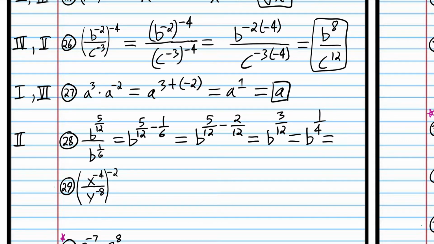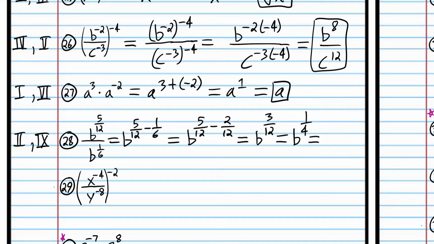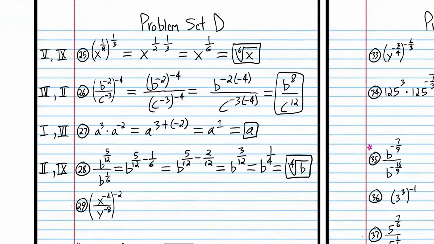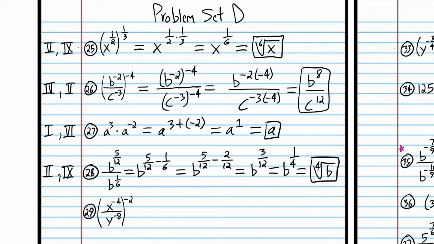3 divided by 3 is 1. 12 divided by 3 is 4. So now b to the 1/4, we're going to use rule number 9, which tells us that that's equal to the 4th root of b. Let me just get a little more room here. So that's the 4th root of b. All right. So now it's time for you to try. Attempt number 29. Use problems 25 through 28 to help you. And when you come back, we'll do it together.